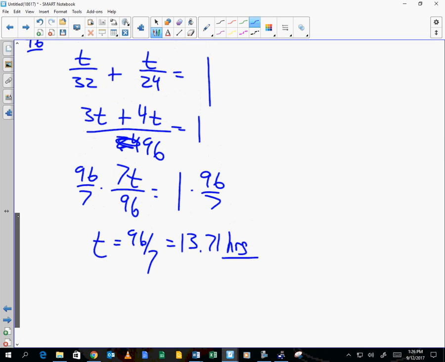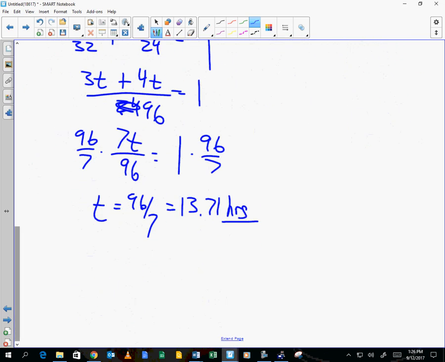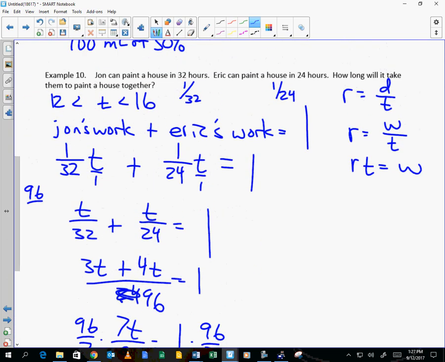So we do have an answer here, okay? It takes them 13.71 hours to paint it together. Does that fit within our estimation, our parameters for what we thought might be right and wrong? It does. So trying to think about a problem in that way is very useful.